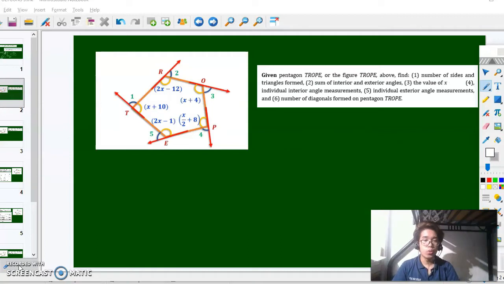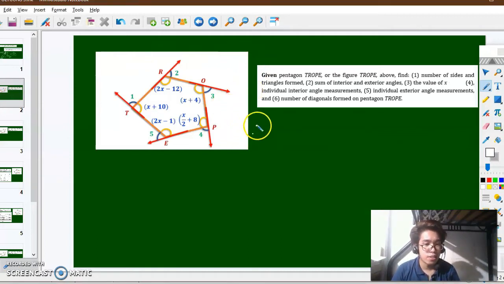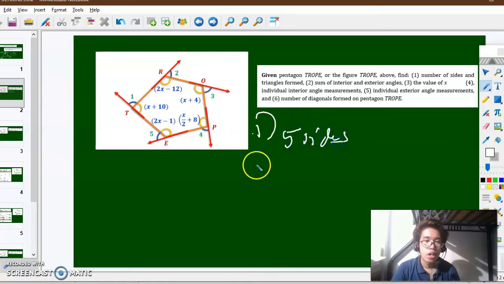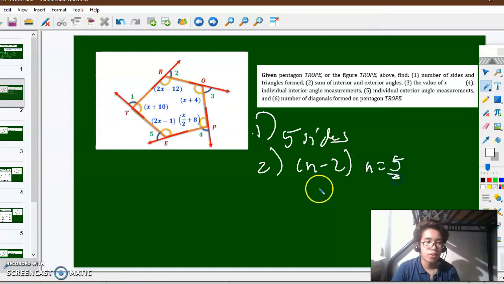First we want to find the number of sides. That's very easy. To find the number of sides, we simply look at the figure. That's a pentagon, so that has 5 sides. Number 2, how many triangles are formed? We use the formula n minus 2. What's our n? n is equal to 5. We simply substitute 5 minus 2, then you get 3. So there are 3 triangles for all types of pentagons.